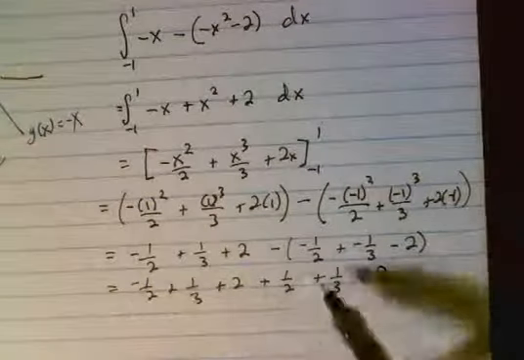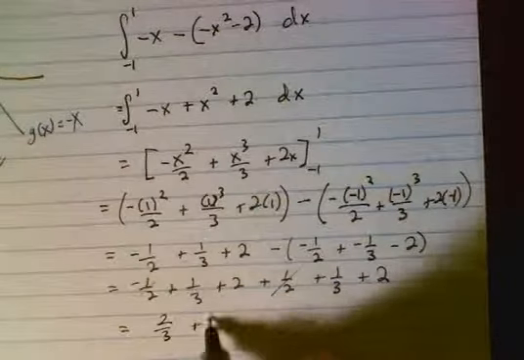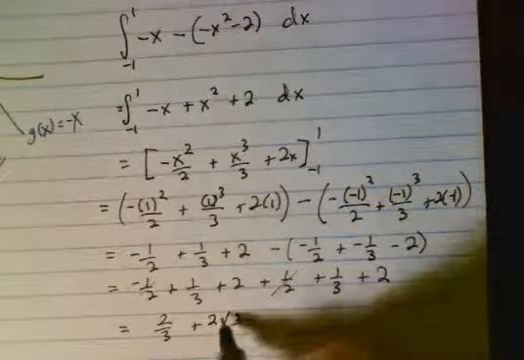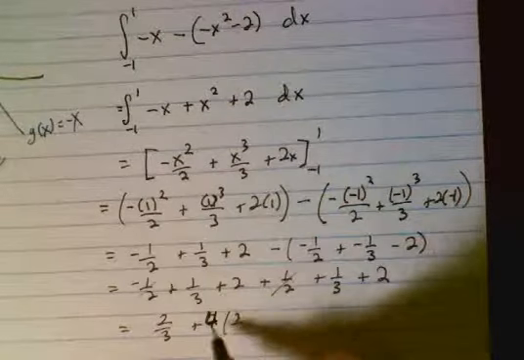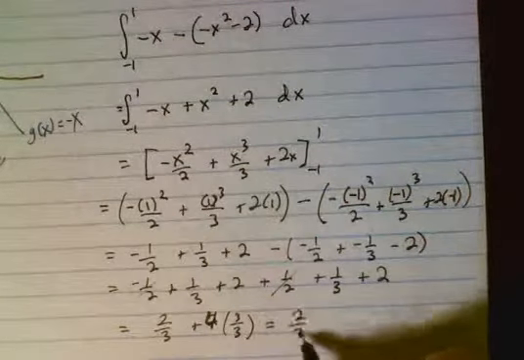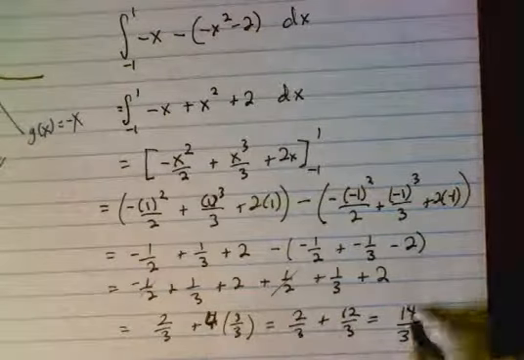These two subtract to be 0. So we have 2/3 plus 2, which is plus 4 times 3 over 3, so that's 2/3 plus 12/3, or 14/3.